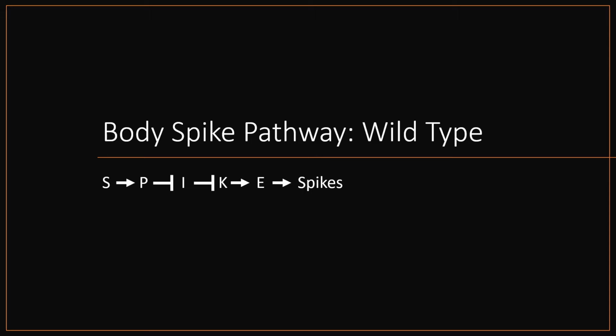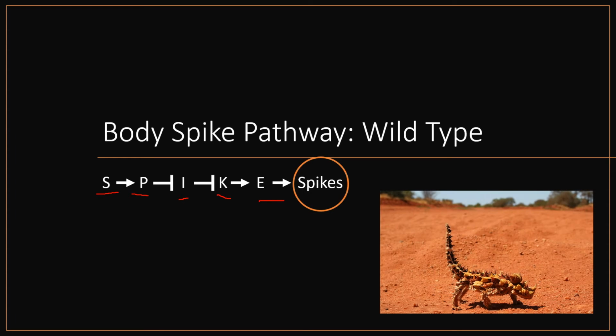So we have multiple genes here. We have the S gene promoting the P gene, inhibiting the I gene, inhibiting the K gene, and the K gene promoting the E gene, which gives us spikes. Now, all of these together in the wild type gives us spikes, because S promotes the P, which keeps the I from inhibiting K by inhibiting it, so the K can promote E, which gives spikes.